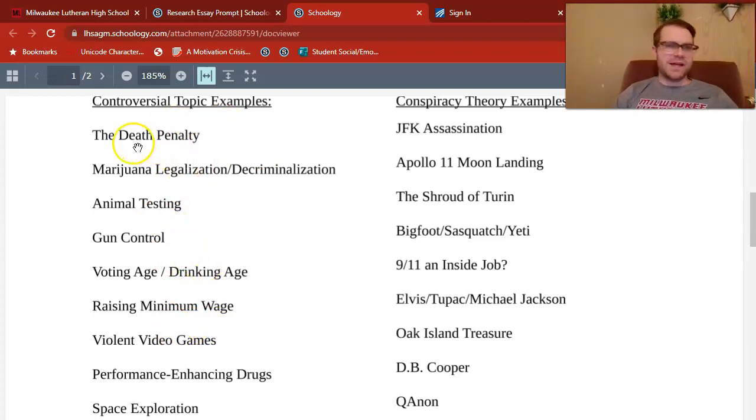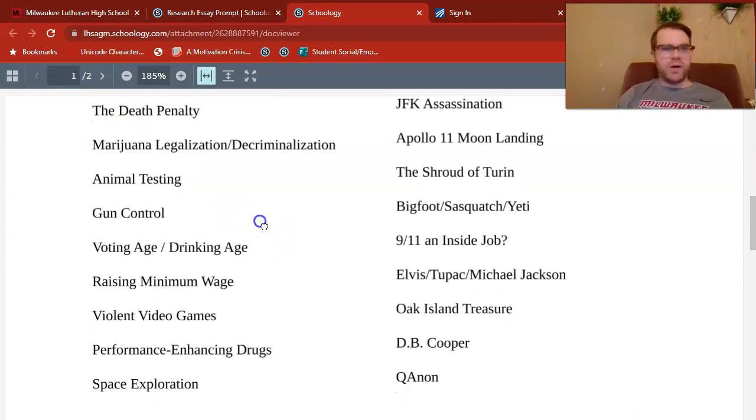So things like the death penalty. Should the United States continue to use the death penalty or expand the death penalty, or should the United States abolish the death penalty? There's good arguments on both sides of that debate. It gives you a chance to research why people think the way they think on the death penalty, and then come up with your own conclusion.